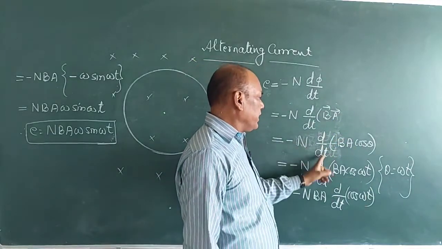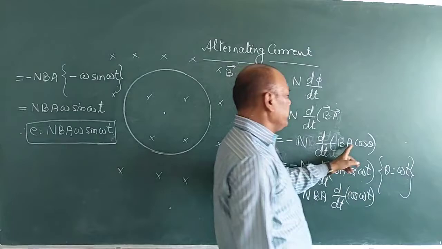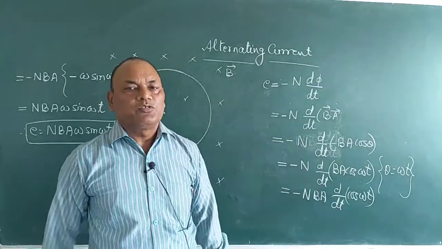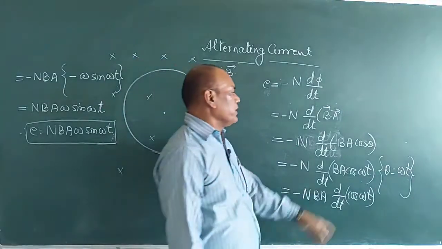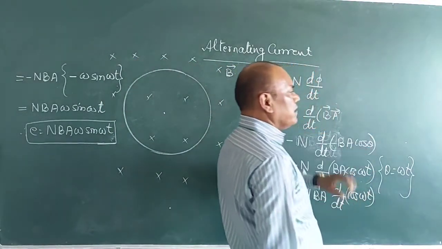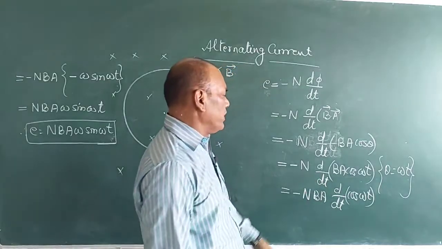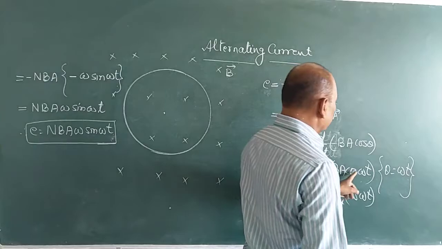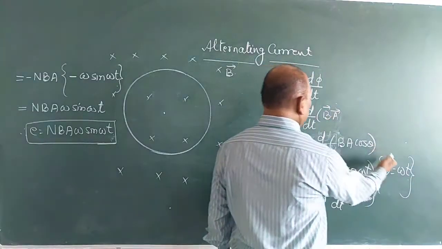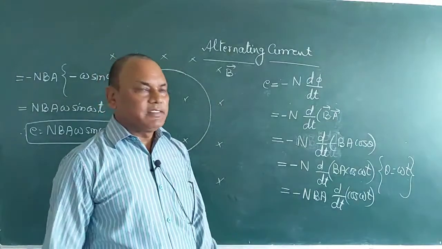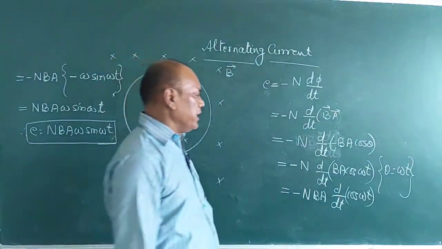So minus n d by dt, this becomes BA cos theta, because you know that vector A dot vector B is equal to AB cos theta. So this will be BA cos theta. Here theta is called the displacement for any particular time t. So minus n d by dt of BA cos omega t, because theta is equal to omega t, where omega is called angular velocity and t is any particular time.